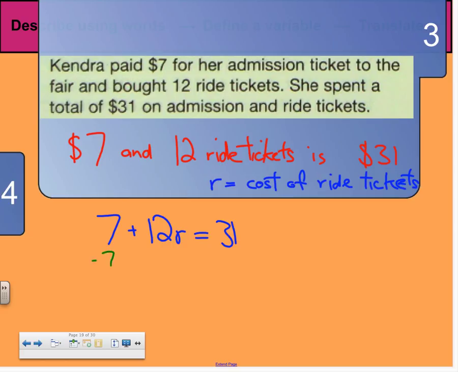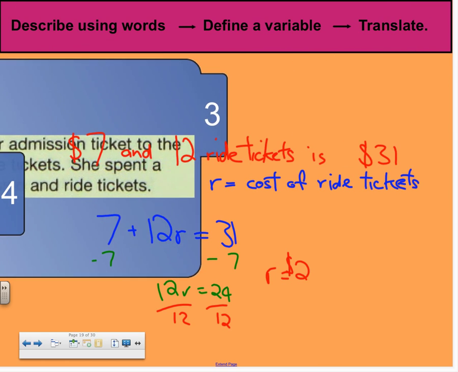Solving is easy. Minus 7. I've got 12R equals 24. Divide by 12. Each ride ticket cost $2. Okay? All right, let's do one more example.